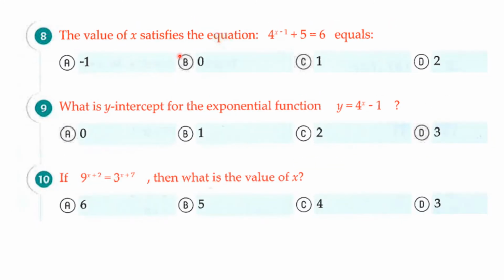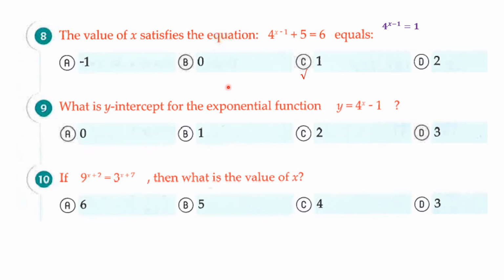The value of x that satisfies the equation 4 to the power of x minus 1 plus 5 equals 6. Basically, this is going to be 4 to the power of x minus 1 equals 1. How can I make this equal to 1 unless it's 4 to the power of 0? So if I wanted 4 to the power of 0, x must equal 1.